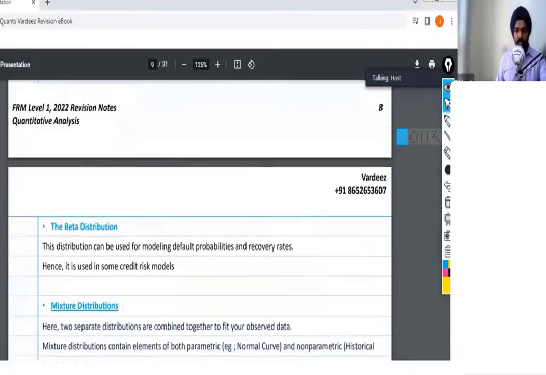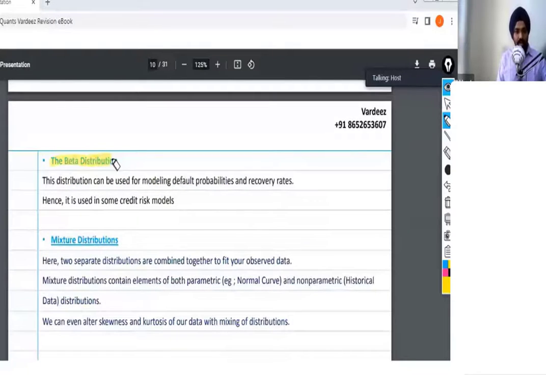Moving on to the beta distribution. Again, this is something where you just need to know these two lines. This distribution can be used for modeling default probabilities and recovery rates. When you look at your credit risk data, if you want to find probabilities of default and so forth, you can use a beta distribution for that. If you want to find recovery rates, say a bank has given a loan to a borrower and wants to find how much they can recover, they can use a beta distribution for that. So it's used in credit risk modeling.